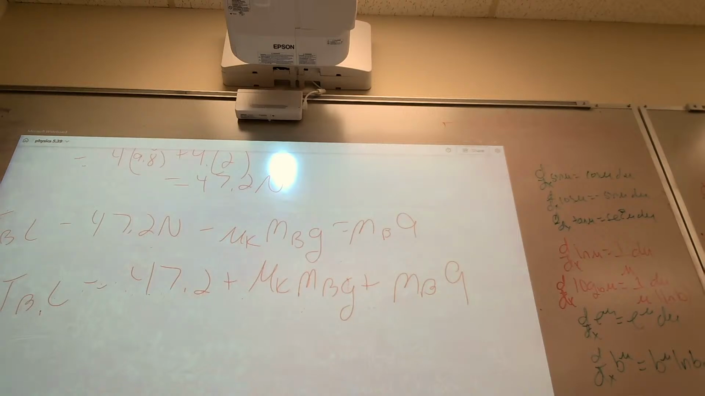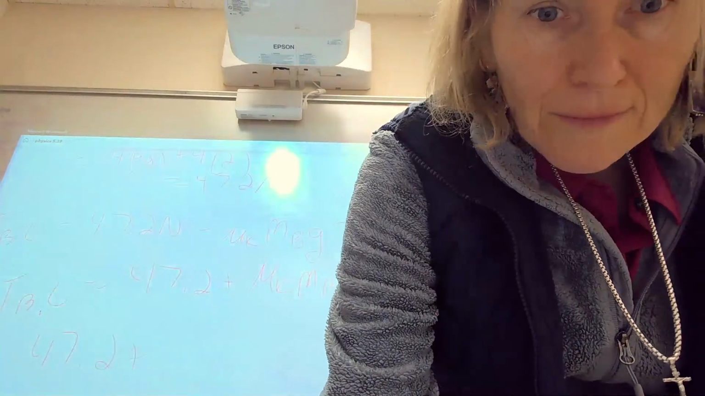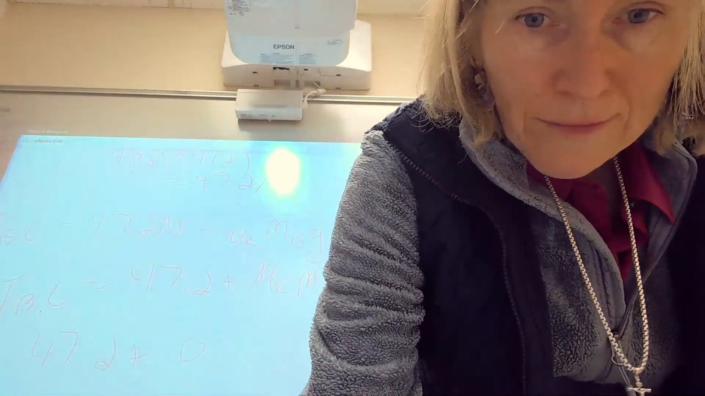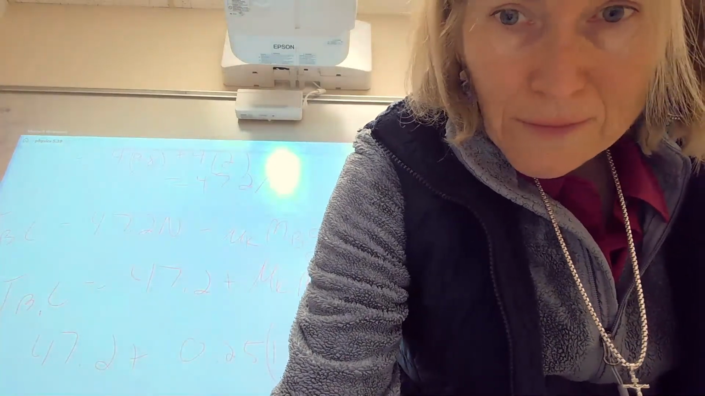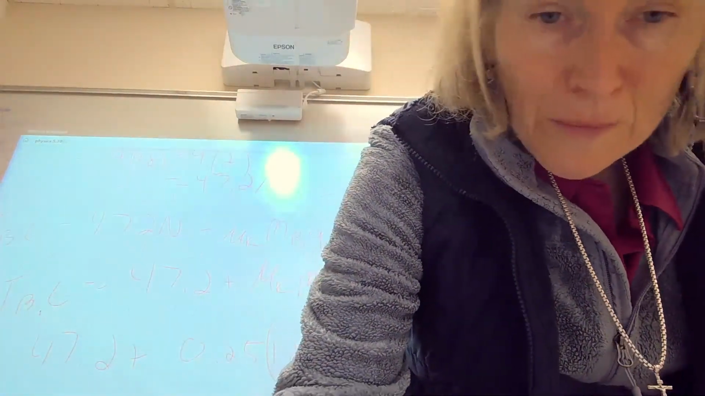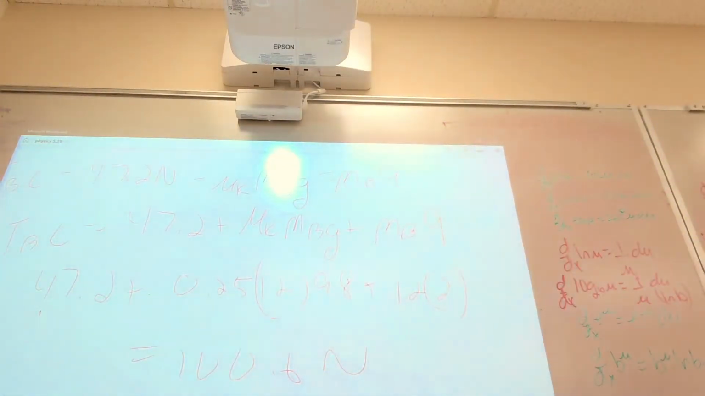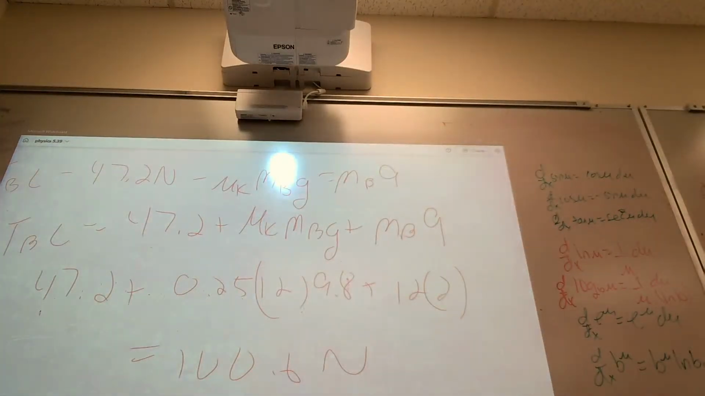I think 45 times 12. Yeah. Oh, I see. I didn't get the TBC by itself first. I think that's what I did wrong. The sum is right. You should get 100.6 newtons. Keep going.